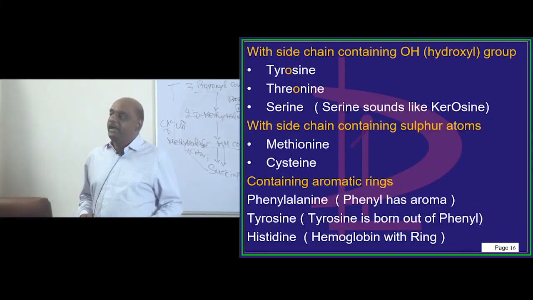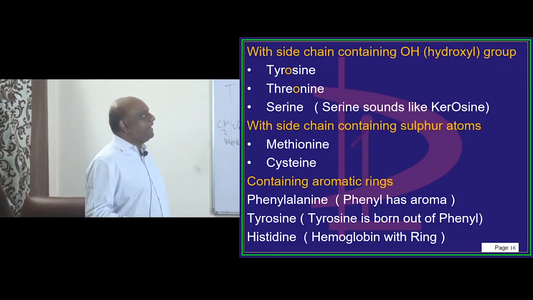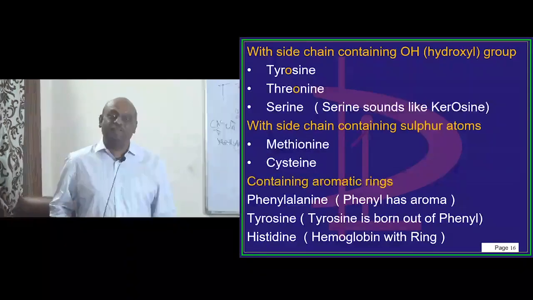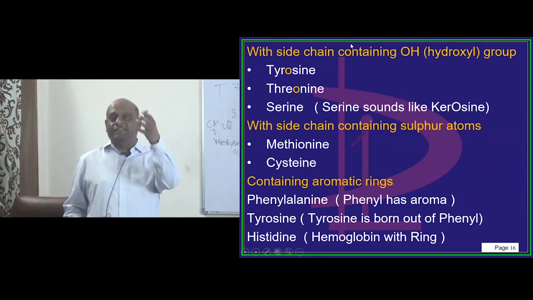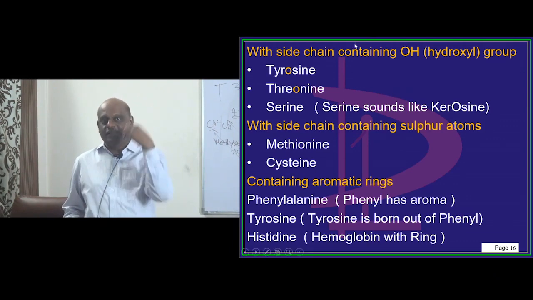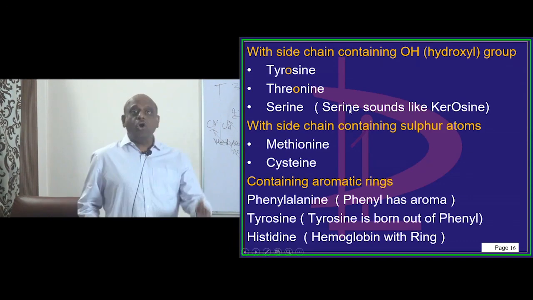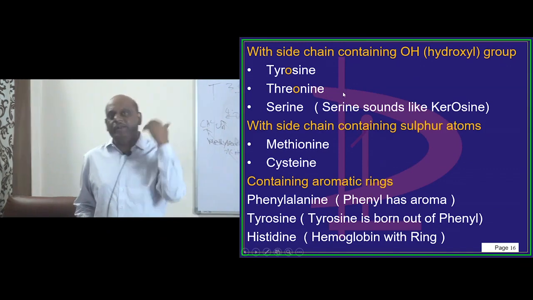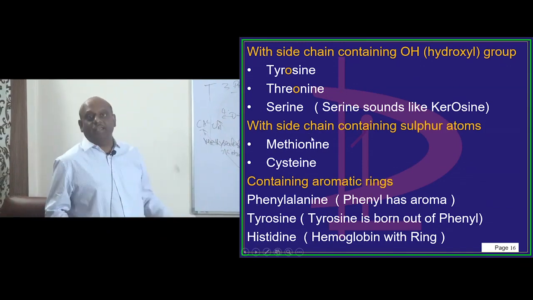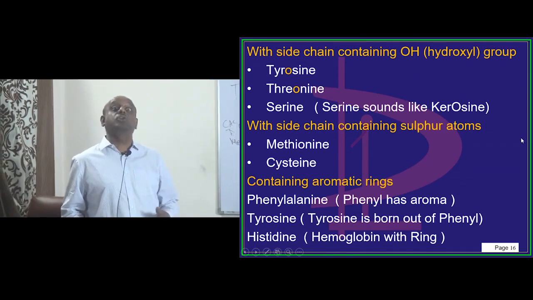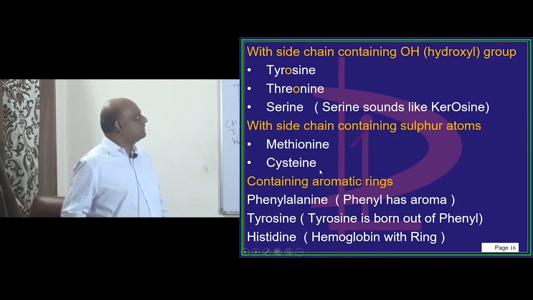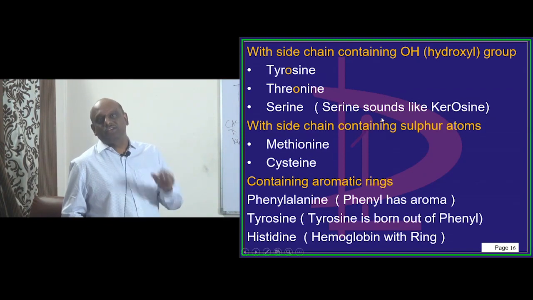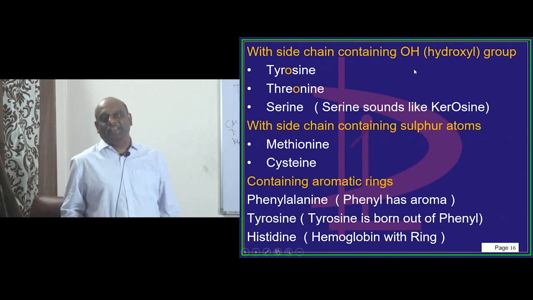Next, amino acids which have a hydroxyl group. How will you remember? Tyrosine, "osin" is like OH, is hydroxyl. Threonine, O is also hydroxyl. Finally, serine. Serine sounds like kerosene, which is also O. So, tyrosine, threonine, serine are the ones which have the hydroxyl groups.